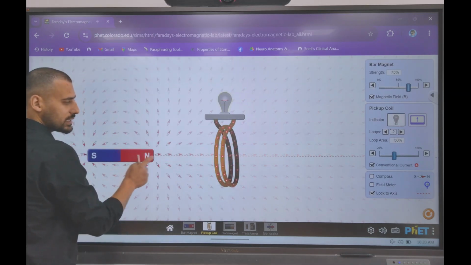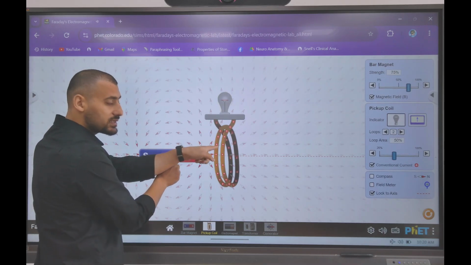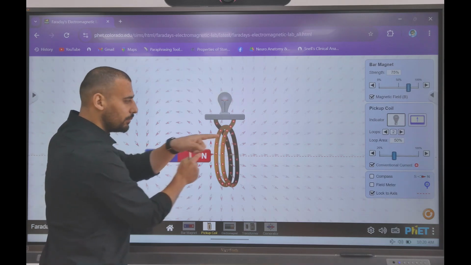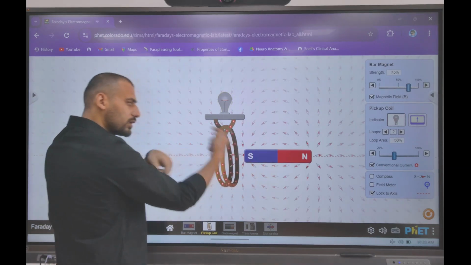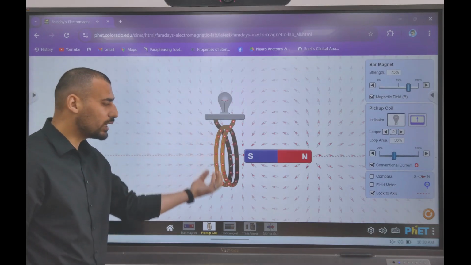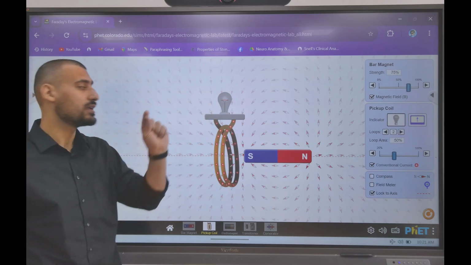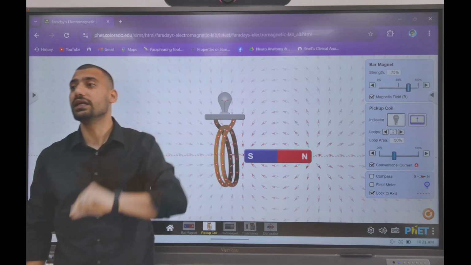On entry, what is happening? North is approaching. The coil doesn't want north. Therefore, this will be north and that one will be south. But when it is going out, this is north and the other one is south. So the polarity is getting reversed and the bulb is glowing only in one case, whenever there is relative motion.